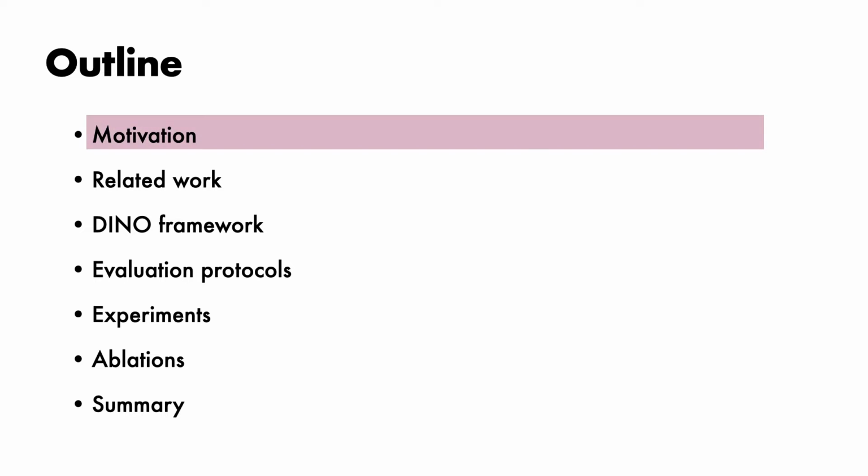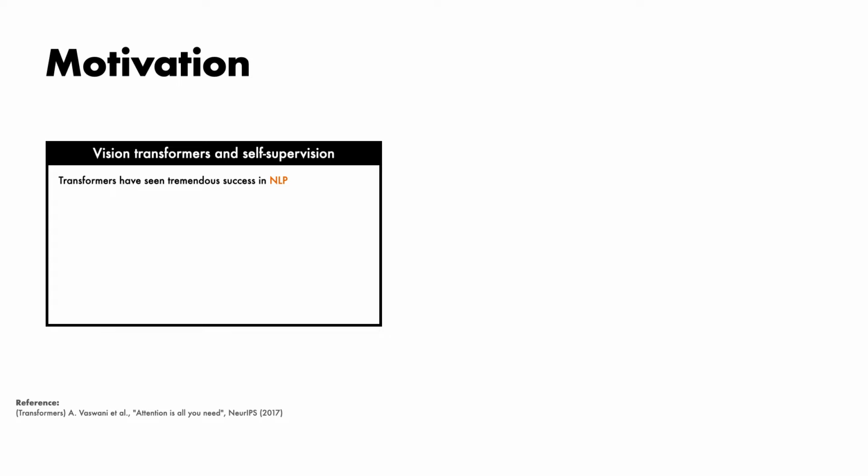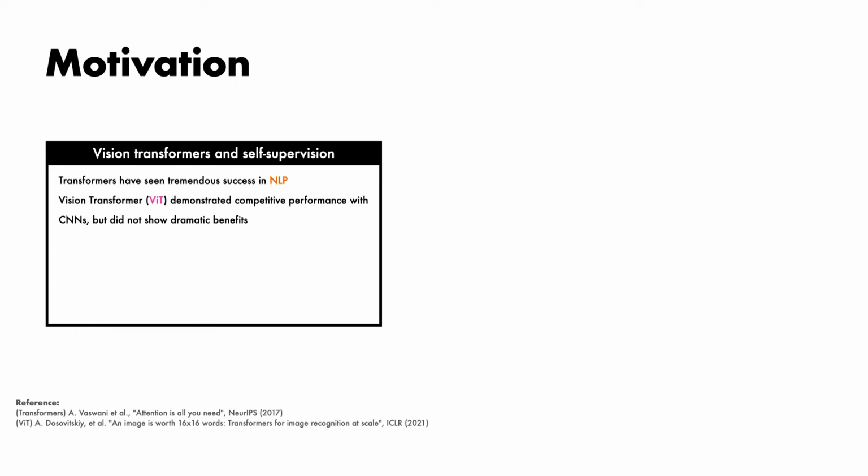Okay, then let us jump into the motivation. The starting point is to note that transformers have seen tremendous success in the field of natural language processing, significantly advancing performance on many tasks. Given this success, there have been various explorations of transformers in computer vision, perhaps most notably the vision transformer, or ViT, proposed by Bojanowski et al., which showed competitive performance with CNNs and the ability to benefit from large-scale pre-training. However, it did not immediately reveal any dramatic benefits that transformers would yield over CNNs in the field of vision.